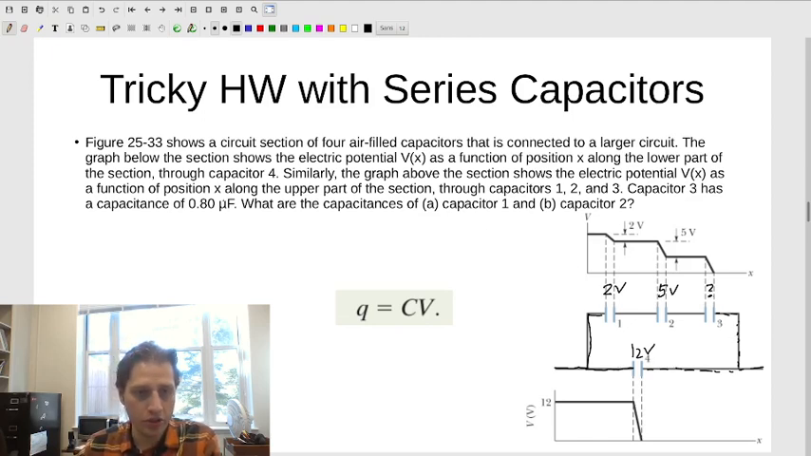However, they do give me the capacitance of this one. So this is 0.80 microfarads. And then it asks the question, what is the capacitance of your first capacitor and the capacitance of your second capacitor? Okay, where do I go with this?